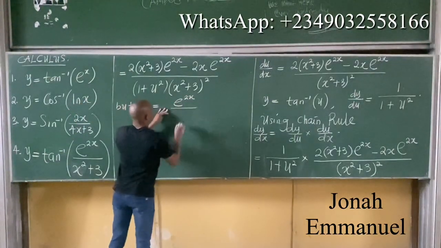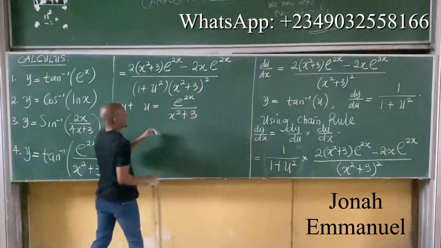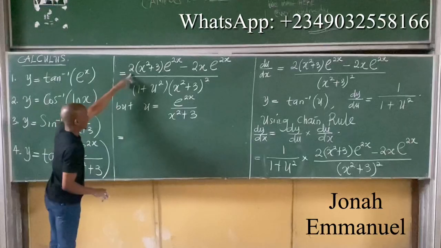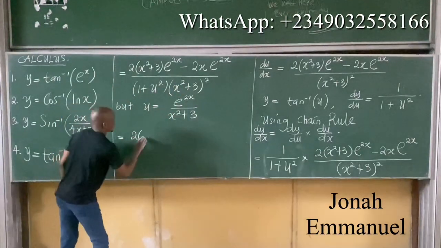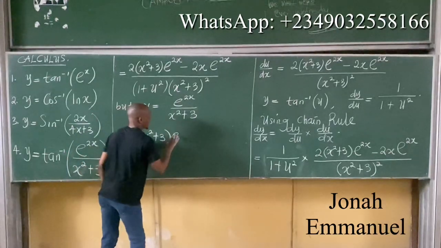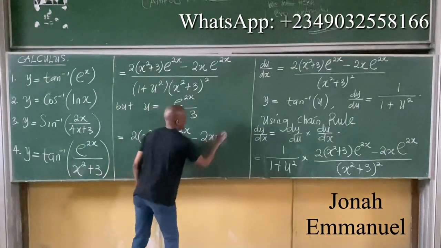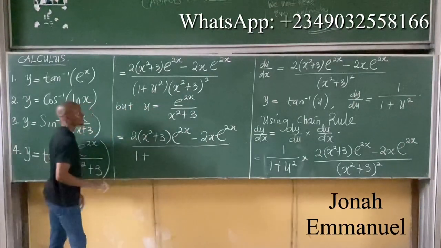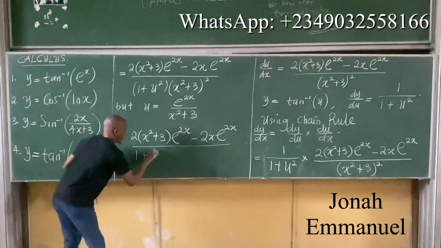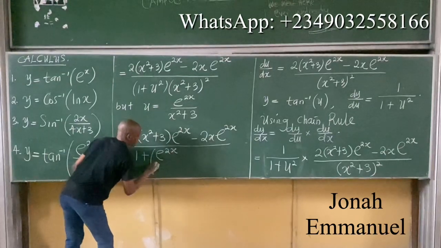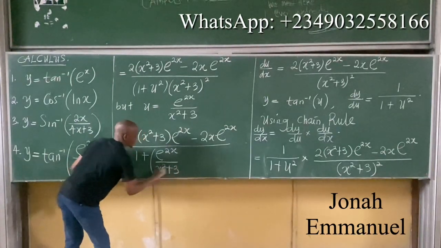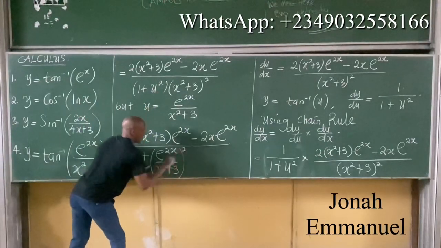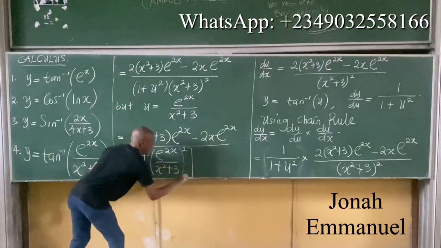Exponential all over x squared plus 3. Simply replace this value here, that's all. So this will now be equal to, watch this, I'll just rewrite this one. That becomes 2 into (x squared plus 3) into e^(2x) minus 2x e^(2x) all over, carefully replace this one here, so it becomes 1 plus, u is e^(2x) all over (x squared plus 3). So this is the value of u, but we said u squared, so I'm squaring this. All of this should now be in a square bracket.